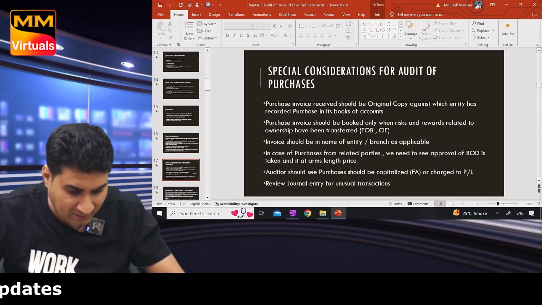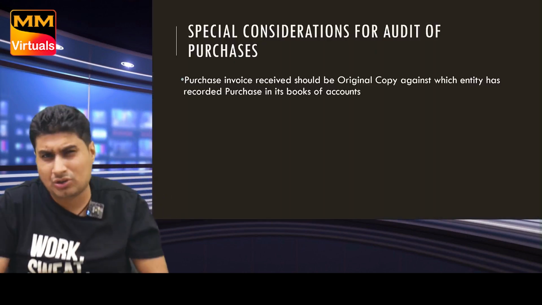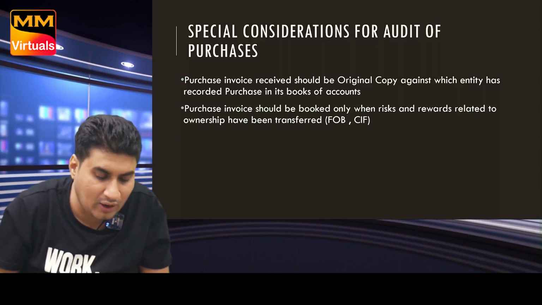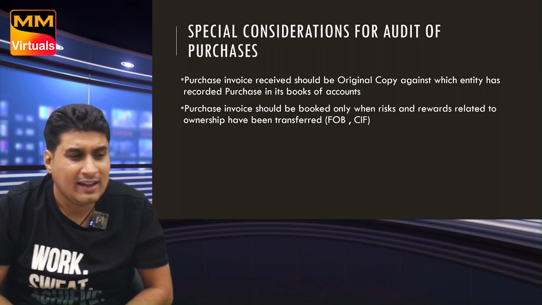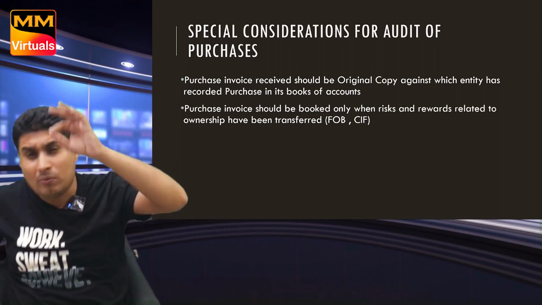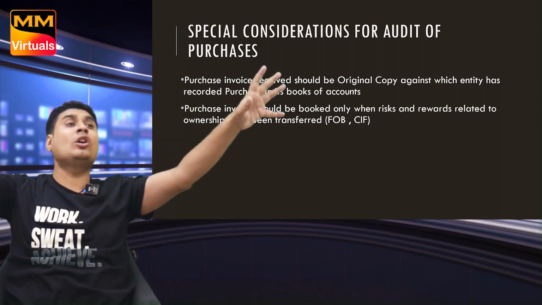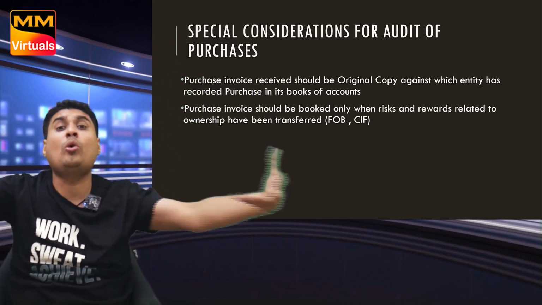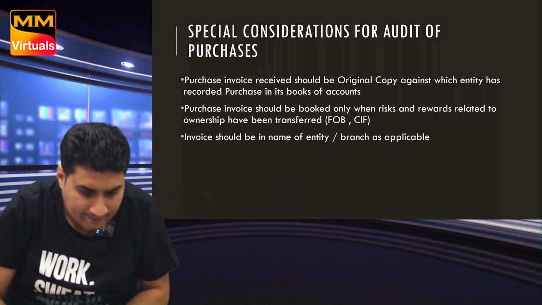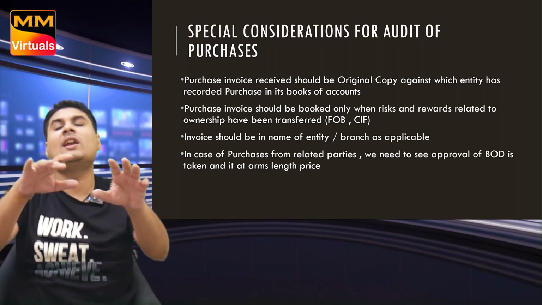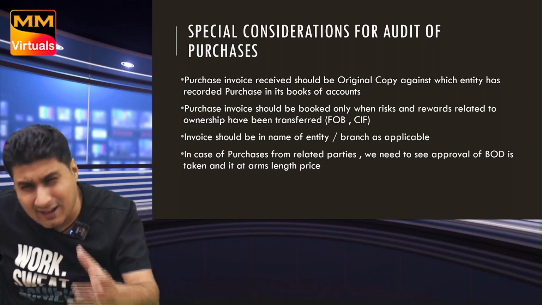Special audit of purchase. Now, a few extra points they have given. Purchase invoice should be in the name of the entity only. Original invoice should be there. Purchase should be recorded when risk and rewards are transferred. Is it a FOB purchase or CIF? FOB is when the goods have reached the port. CIF is when you receive the goods. Only then can you recognize your purchase. Invoice should be in the name of the entity. In case of a related party, whether a board of directors resolution is passed, whether the transaction is at arm's length price or not.